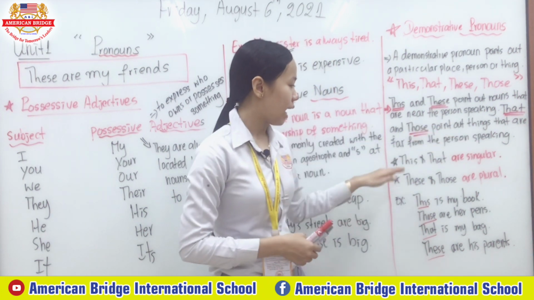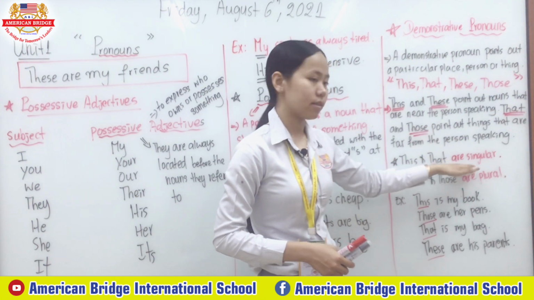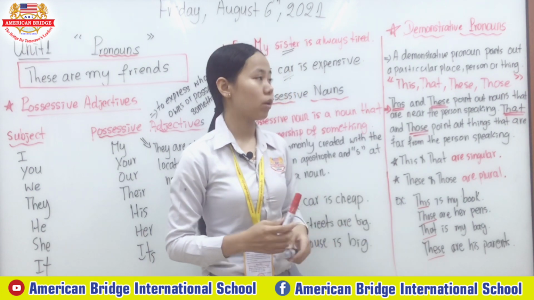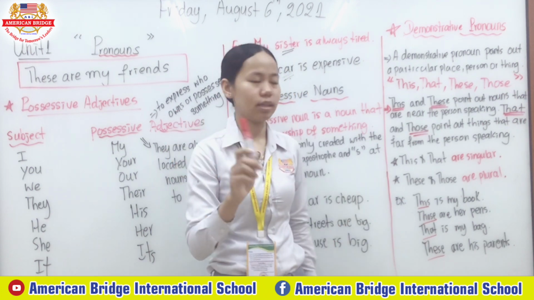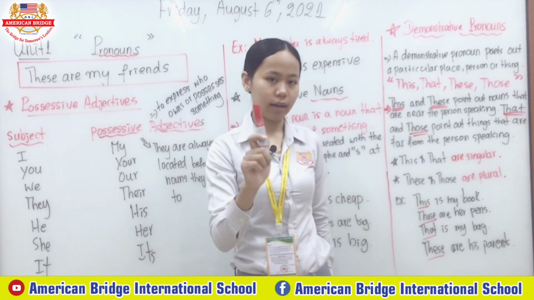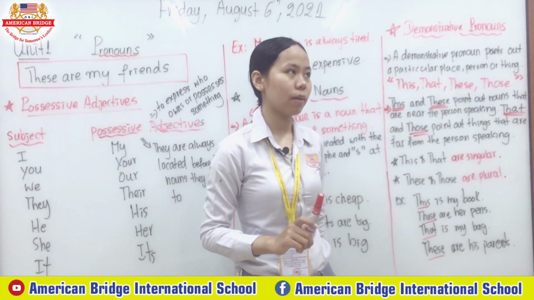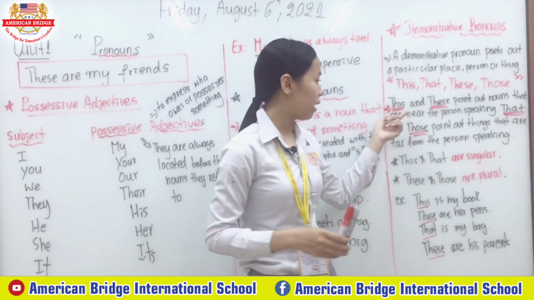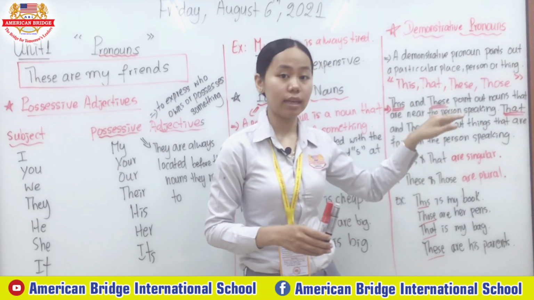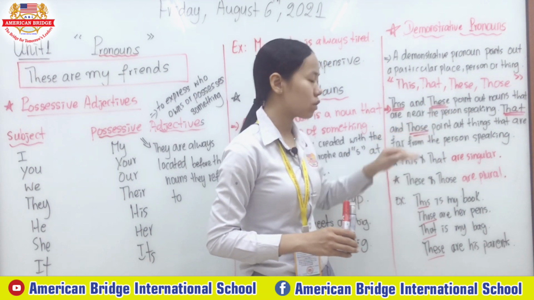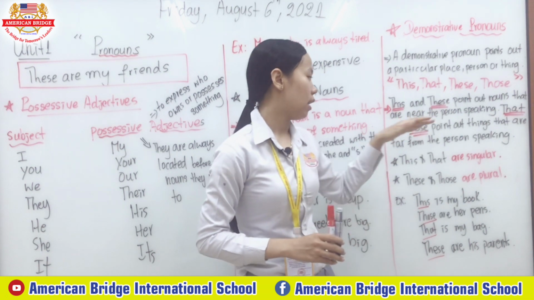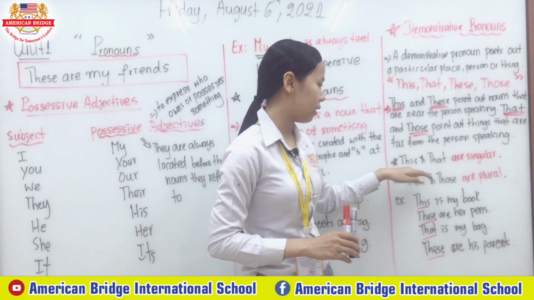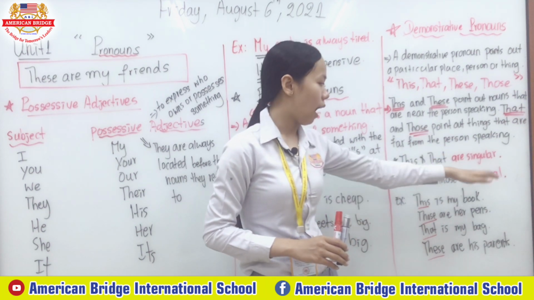Everyone, you need to remember that this and that are singular, while these and those are plural, like I mentioned. If you want to point out something that is near and singular, you just use this. This is a marker. And if you want to talk about plural, you use these. These are my markers. Again, this and these point out nouns that are near the speaker, while that and those point out things that are far from the speaker.